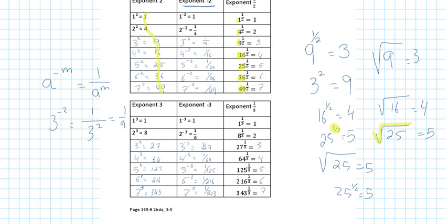operation of squared. Remember, the opposite operation of addition is subtraction. The opposite operation of multiplication is division. The opposite operation of square is square root or power of a half. Okay?